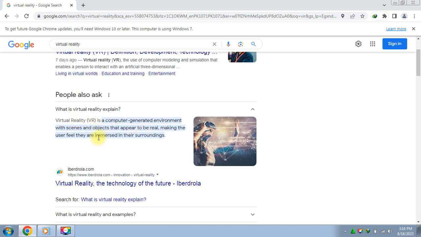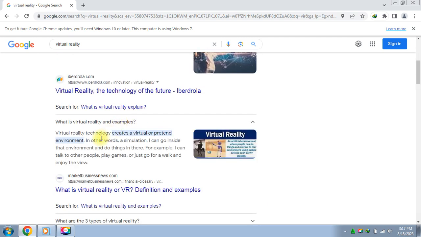What is virtual reality? Virtual reality is a computer-generated environment with scenes and objects that appear to be real, making the user feel they are immersed in their surroundings.